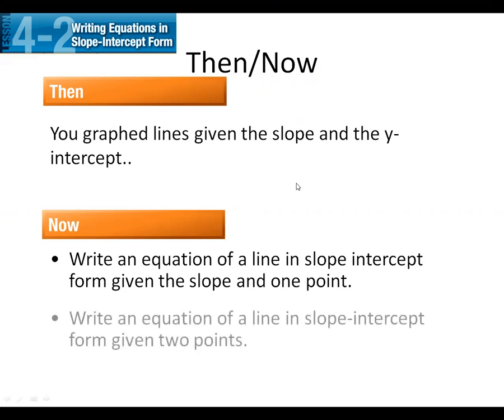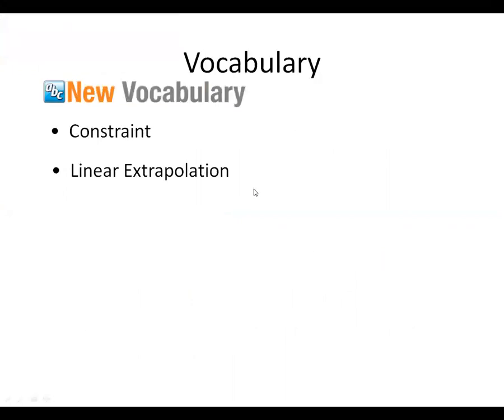And then in the second video, we're going to talk about how to write an equation of a line in slope-intercept form if you're just given two random points. You don't know the slope, the point might not be the y-intercept, but you do know 2 points, okay? In either of these situations, if you have that much information, you can write the equation of the line. So, new vocabulary, we're going to talk about what's called a constraint and also a thing called linear extrapolation, but we'll get into that in the second video.